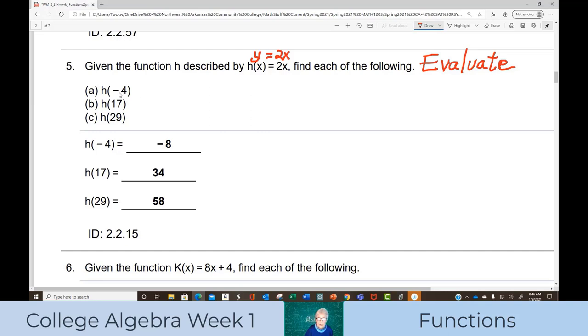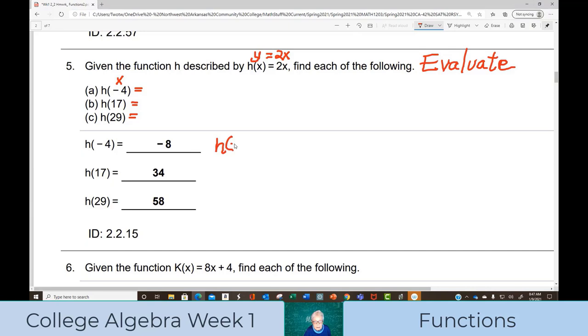All right, and here are the particular x's. What is h? That is y. Y and h are the same thing. What is y when x is negative 4? What is y when x is 17? What is y when x is 29? Or, better yet, to what number is negative 4 being mapped by the function h? To what number is 17 being mapped by the function h? To what number is 29 being mapped by the function h? Here's how you get these answers.